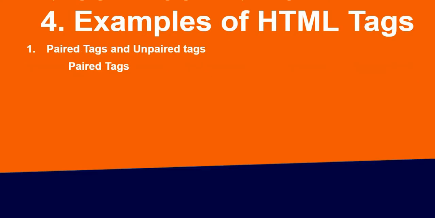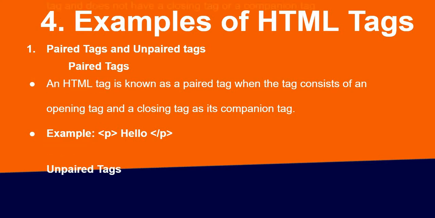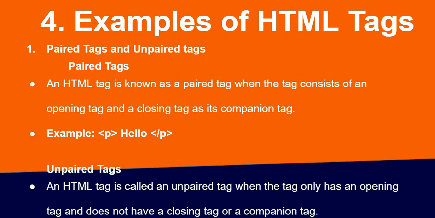Examples of HTML tags: we have paired and unpaired tags. Paired tags consist of an opening tag and a closing tag as its companion tag, as we saw in the previous example. The example is P, hello, and the closing P. We have the P that we saw in the previous example. We also have unpaired tags. A tag is called unpaired when it only has an opening tag and does not have a closing or companion tag. Let's see that in an example.